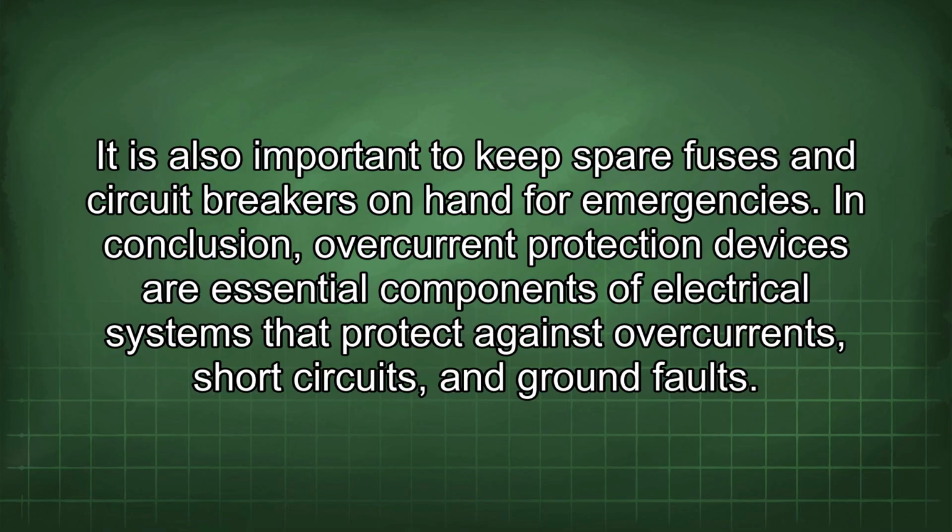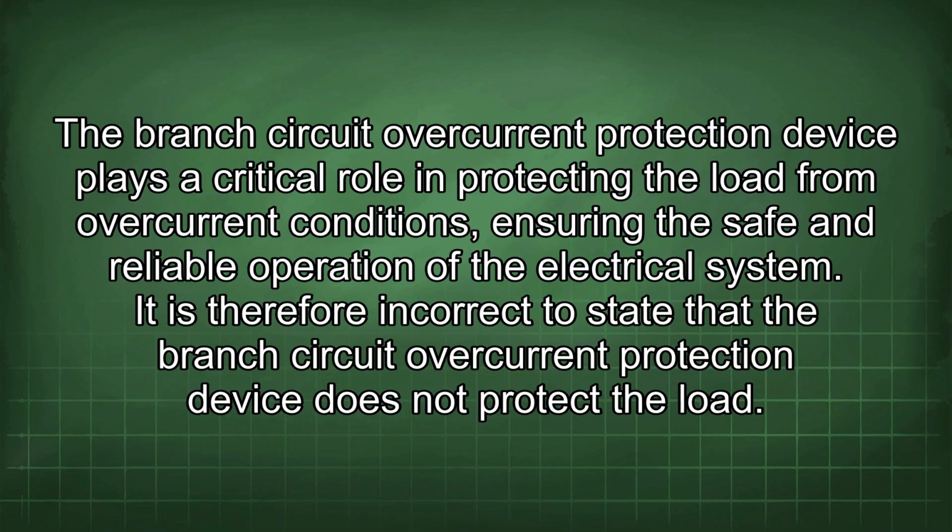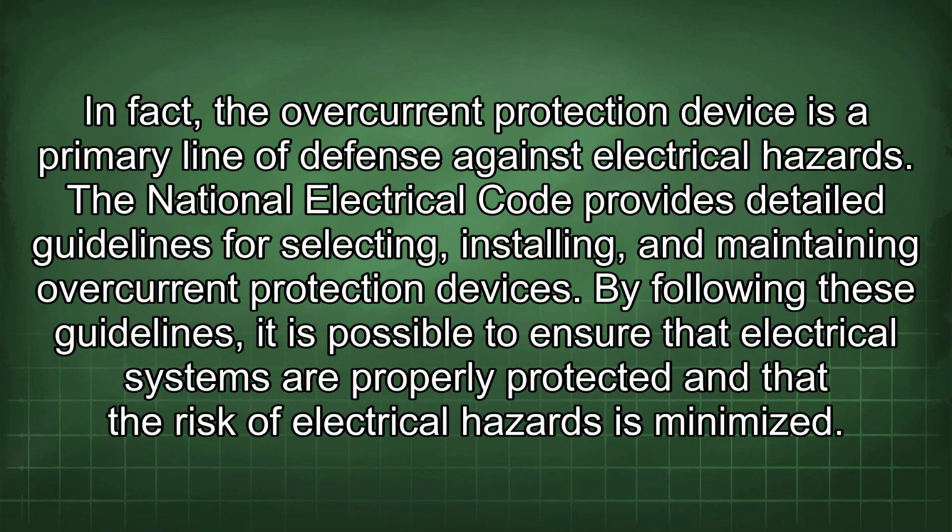In conclusion, overcurrent protection devices are essential components of electrical systems that protect against overcurrents, short circuits, and ground faults. The branch circuit overcurrent protection device plays a critical role in protecting the load from overcurrent conditions, ensuring the safe and reliable operation of the electrical system. It is therefore incorrect to state that the branch circuit overcurrent protection device does not protect the load. In fact, the overcurrent protection device is a primary line of defense against electrical hazards.